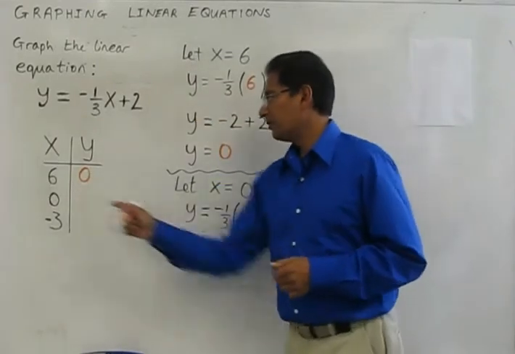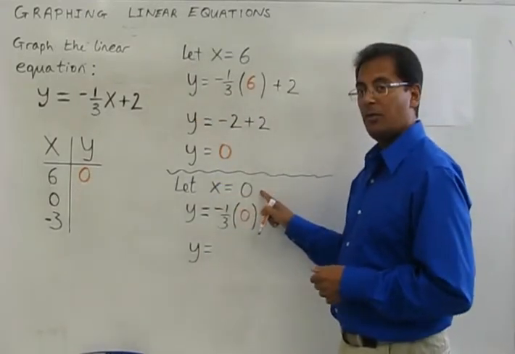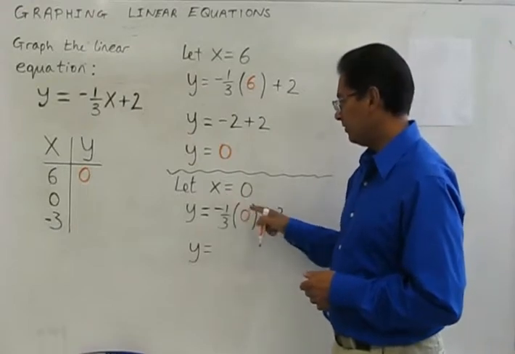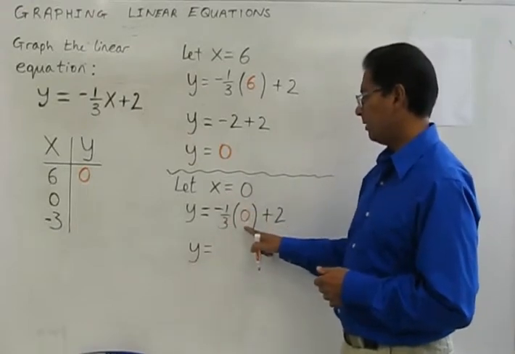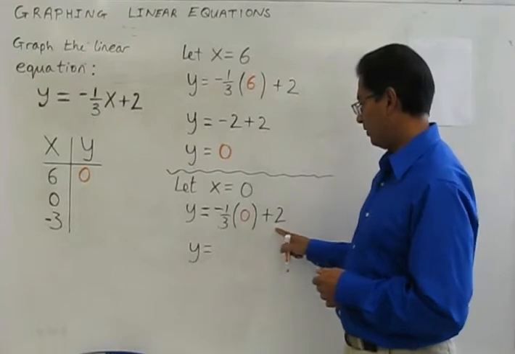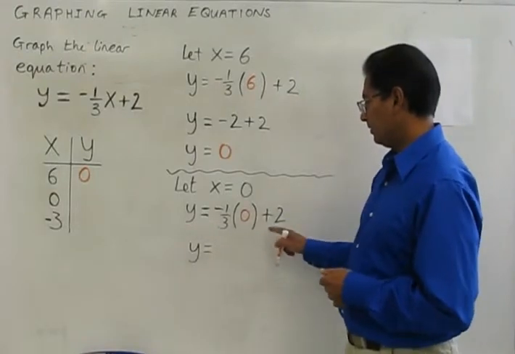My next point, if x is 0, 0 is an easy value to choose. If x is 0, we have negative 1/3 times 0, which is 0, plus 2. So y is going to equal just 2.